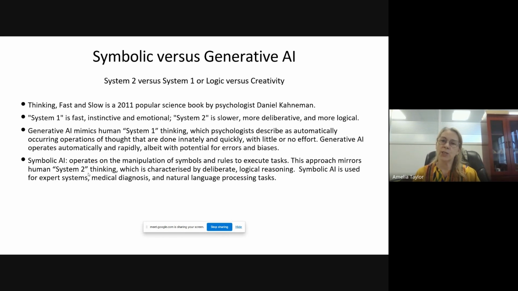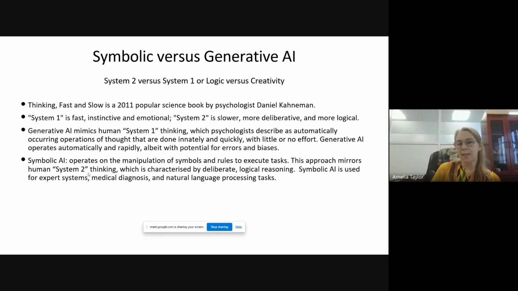And I think this word generative is something that you have become familiar with. Other people also refer to this as system 2, which represents symbolic logic, and system 1, which is generative AI. Or people say symbolic is about logic, and generative AI is about creativity. Now, this idea of System 1 and System 2 was made popular by a book published in 2011 by a psychologist, Daniel Kahneman, called Thinking, Fast and Slow.